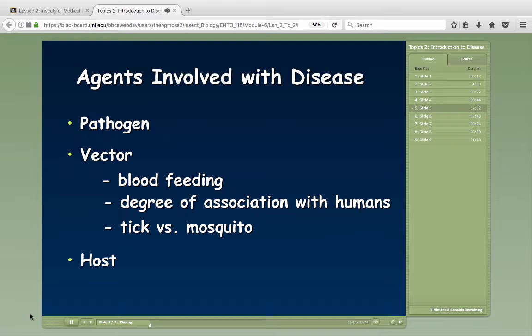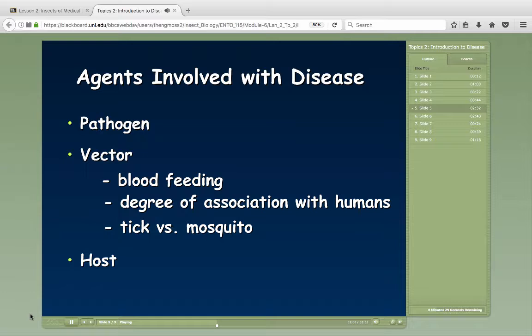In order for it to be a very successful vector, it needs to have a high degree of association with humans. So let's take a look at ticks versus mosquitoes and talk about which one is going to be the better vector in this case. Well, when we take a mosquito, it definitely meets the major requirement in that it does have a high degree of association with humans. It's very, very difficult to go out in the summer and in the fall in the evenings and not encounter a mosquito. Okay, they're going to have a high degree of association. The other thing about mosquitoes is that they're going to be highly mobile.